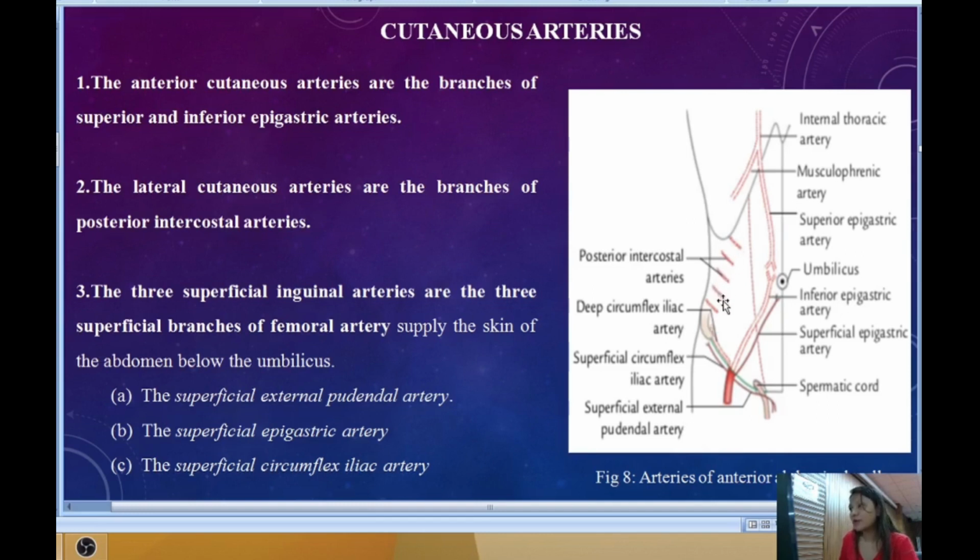From here you have the lateral cutaneous branches, and also three superficial inguinal arteries, which are the branches of the femoral artery. They are superficial external pudendal, superficial epigastric, and superficial circumflex. Here you have the superficial external pudendal, this is the superficial circumflex, and this is the deep circumflex. So mostly, for the cutaneous arteries, you have the superior and inferior epigastric, the anterior cutaneous branches, then the posterior intercostal arteries, lateral cutaneous branches, and superficial branches of the femoral artery: superficial external pudendal, superficial epigastric, and circumflex iliac.